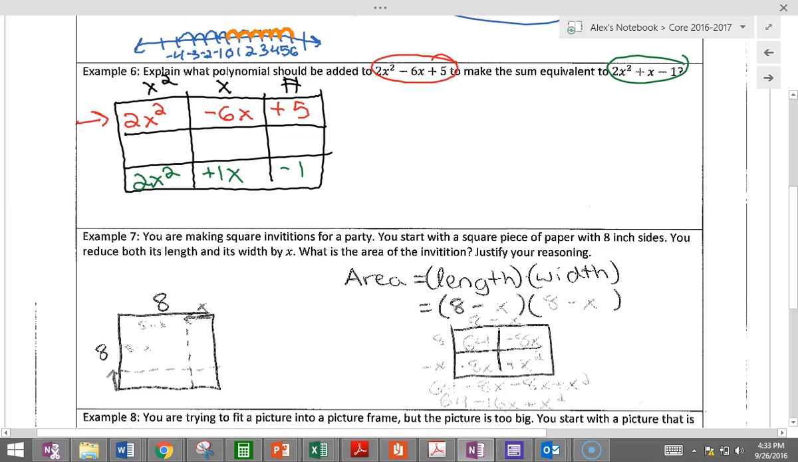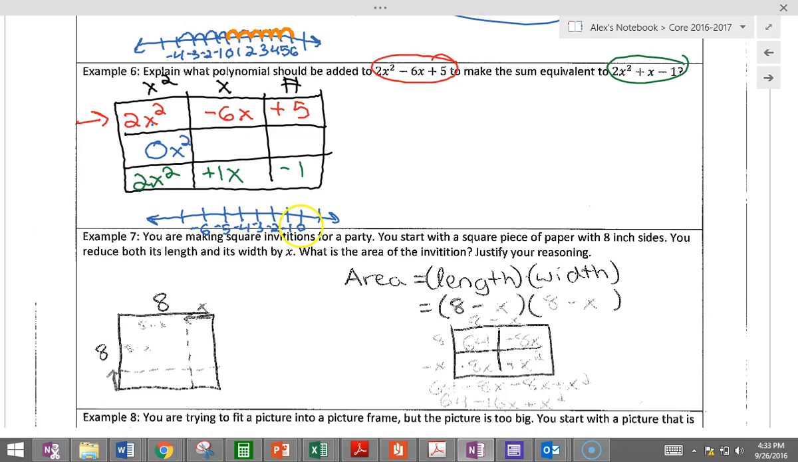Alright, so what makes this? Well, in order to go from 2x squared to 2x squared, that's just 0x squared. Nothing's getting added to that. To go from negative 6 to 1: negative 6, negative 5, negative 4, negative 3, negative 2, negative 1, 0, 1. I'm going 1, 2, 3, 4, 5, 6, 7, so I have to get to positive 1. So I'm going plus 7x.